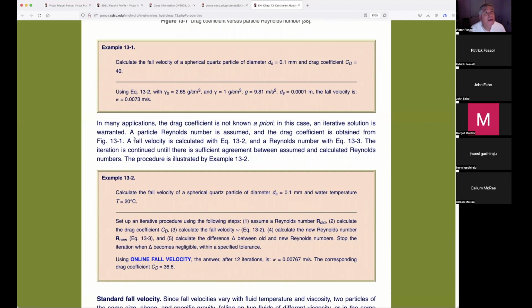As I say in here, in many applications, the drag coefficient is not known. In this case, an iterative solution is warranted. We assume a particle Reynolds number, and the drag coefficient is obtained from figure 13.1. In other words, from here.